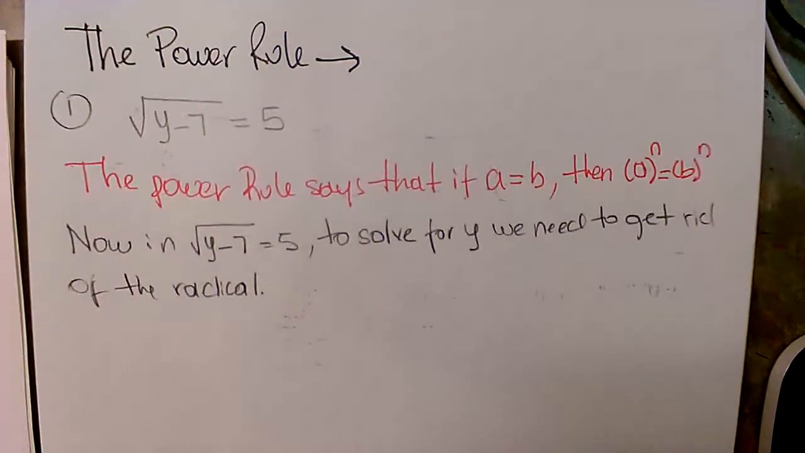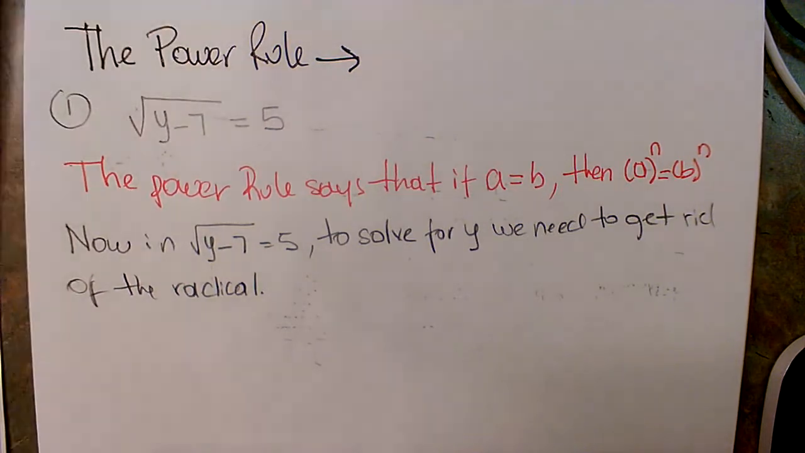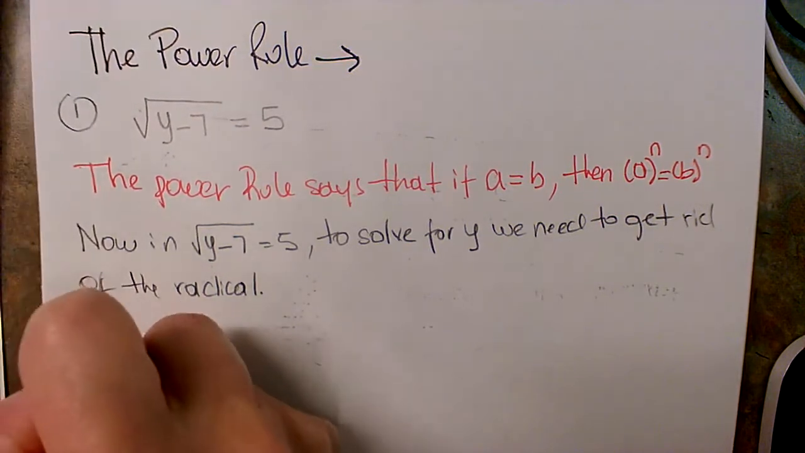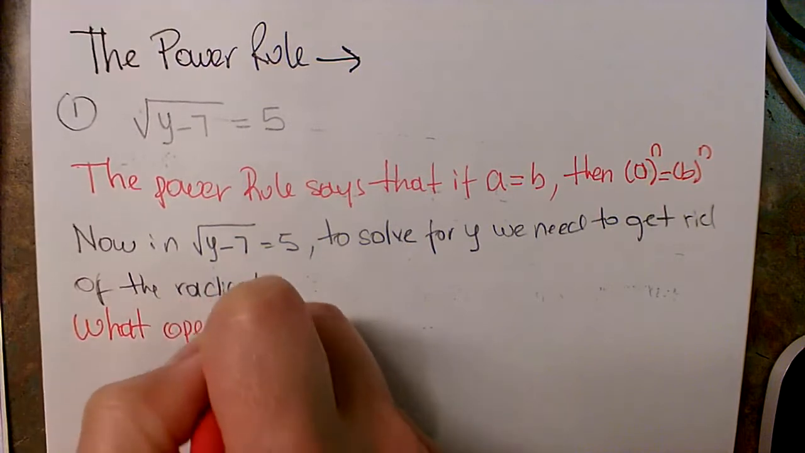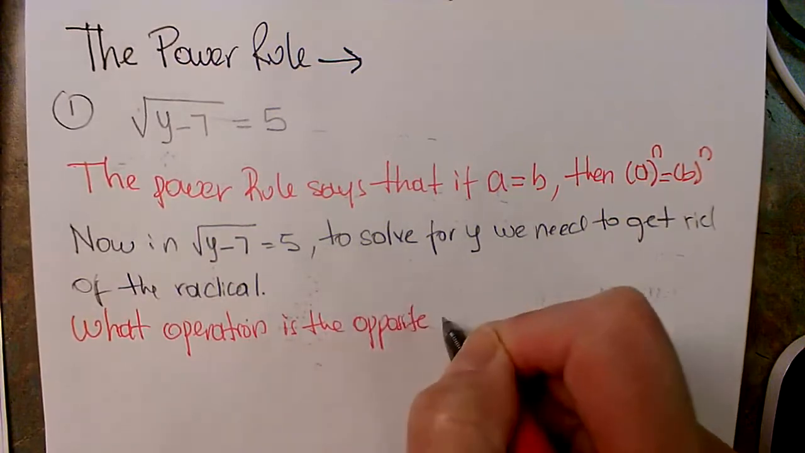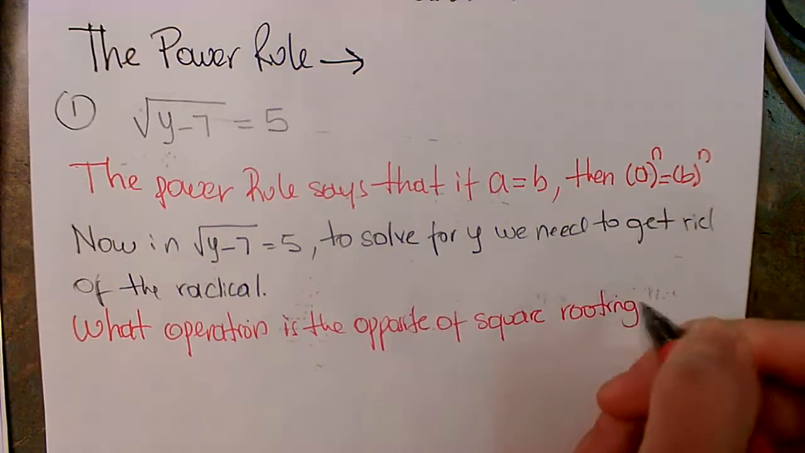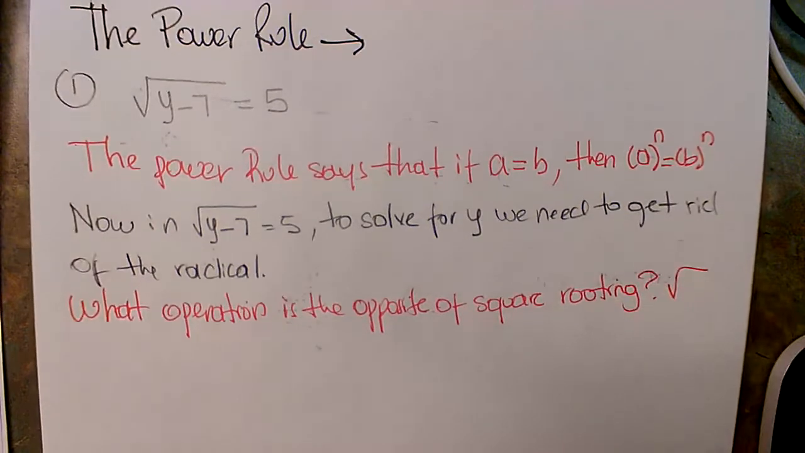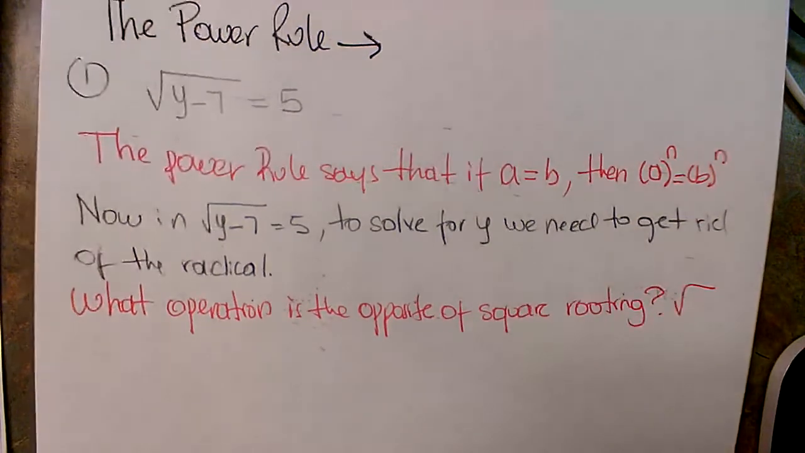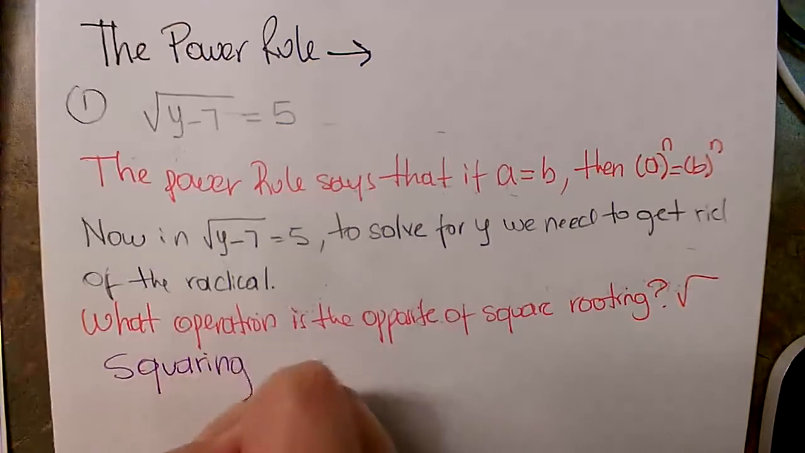But now here's the question. What operation is the opposite of a square rooting, meaning the square root? Here's the answer. Squaring, right?